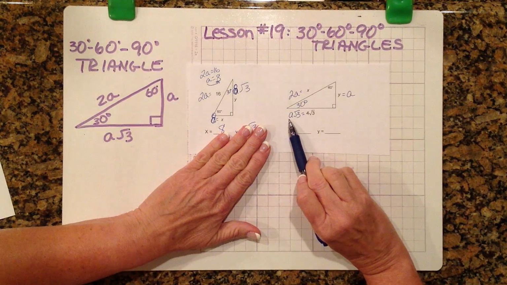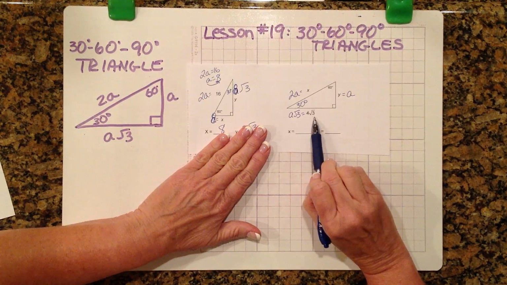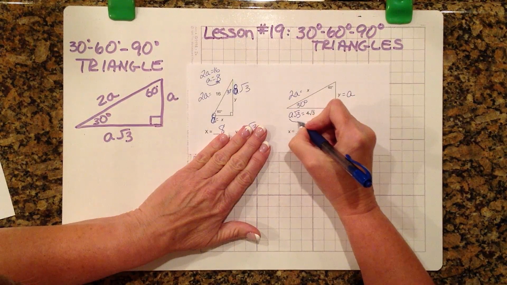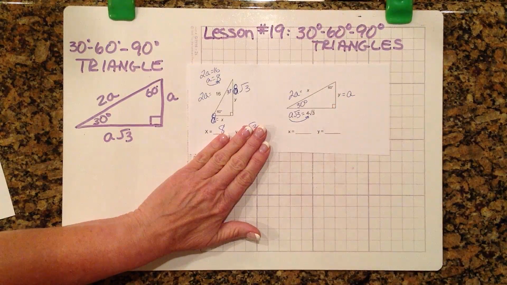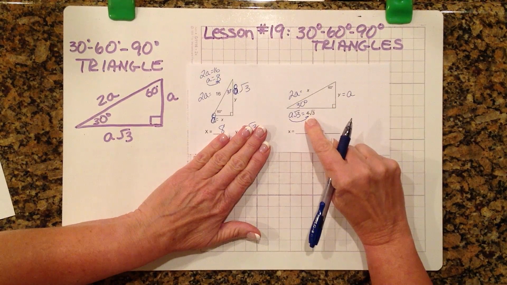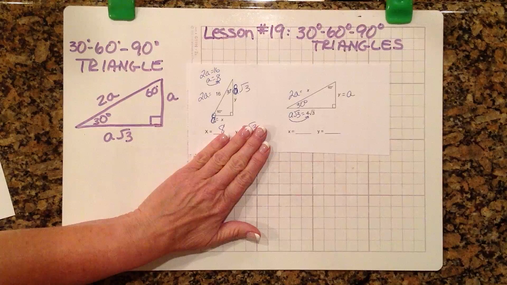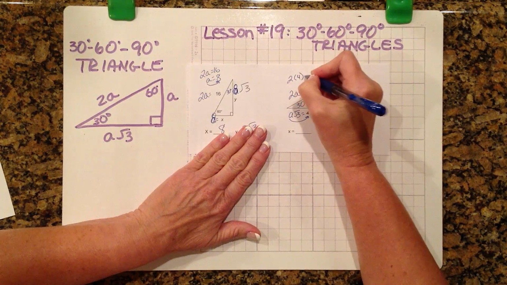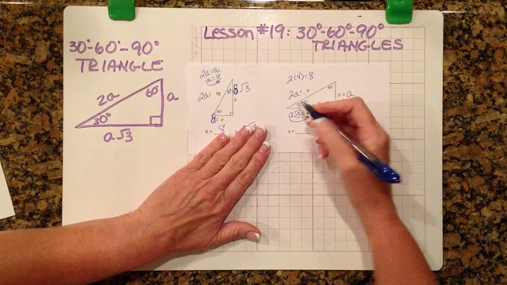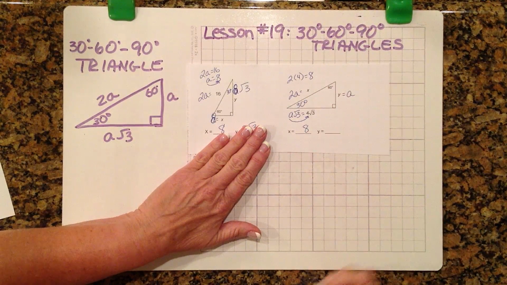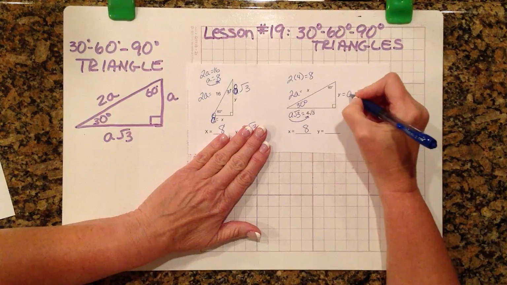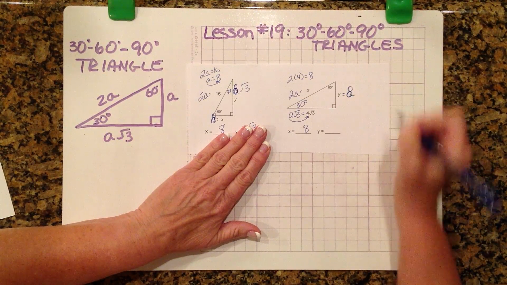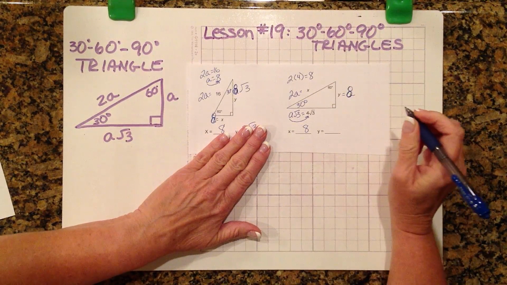Okay, so if you see A square root of 3 equals 4 square root of 3, see how the A is taking the place of the 4. So now I'm going to go 2 times 4, and that gets me 8. So X is 8. And then this right here is just plain old 8. I'm going to write an 8 right on the top of that.